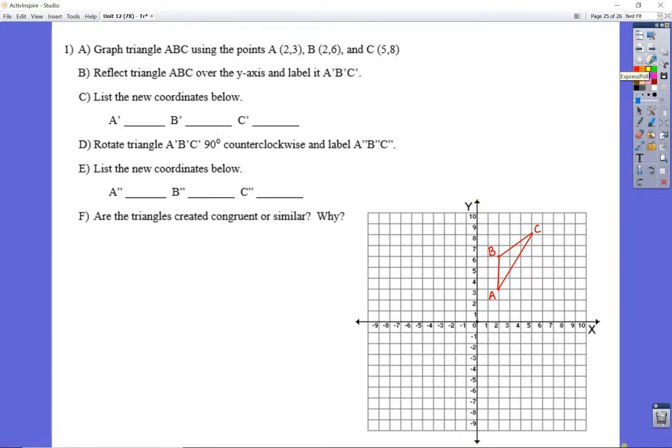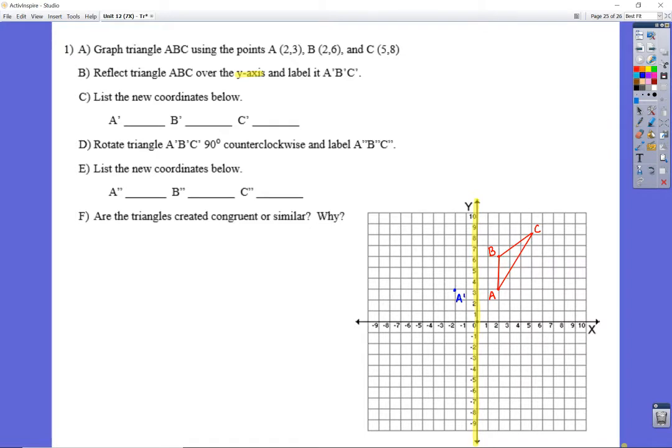Part B says reflect the triangle ABC over the y-axis and label it A prime, B prime, C prime. In this case, the y-axis is our line of reflection, which I have highlighted. Recall that reflections are the same distance from the line of reflection. So as we go over that y-axis, point A is 2 points to the right.